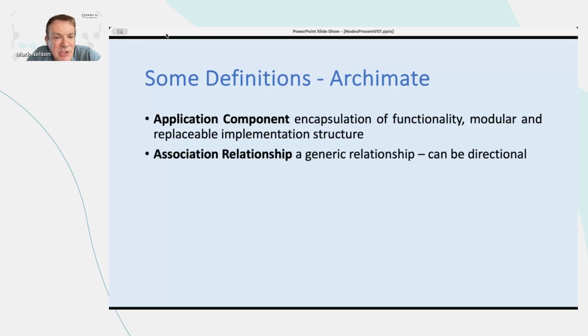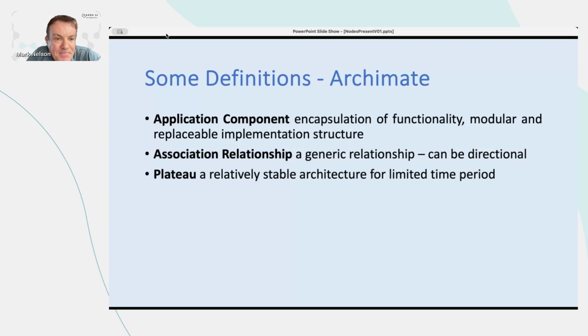An association relationship within this Archimate scale is the most simple generic directional relationship that you can have. So we'll use the lowest common denominator.